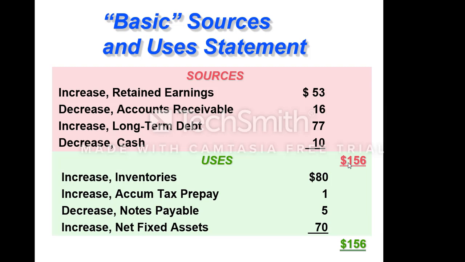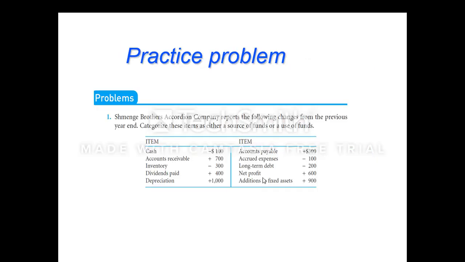Remember, sources and uses should always be equal. We have 4 sources and 4 uses, and we can see that the total amount of both is 156. Kindly prepare a flow of funds statement from the given data.